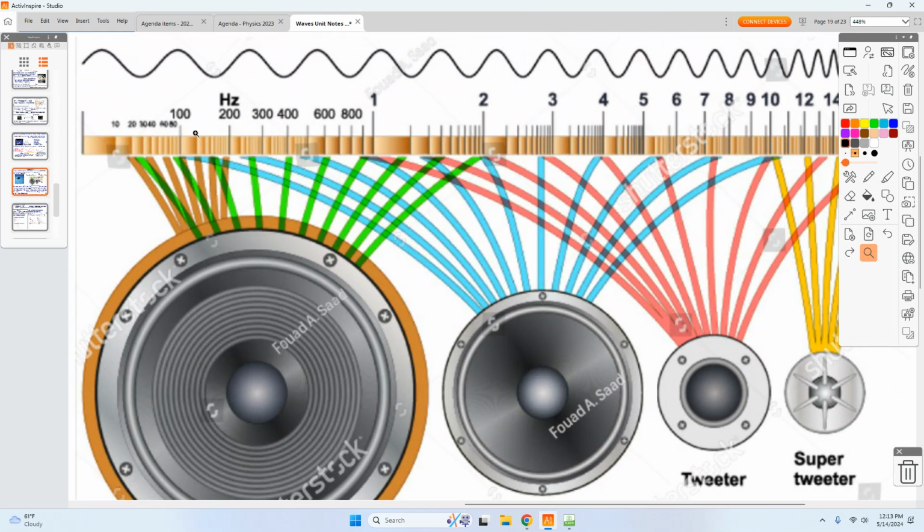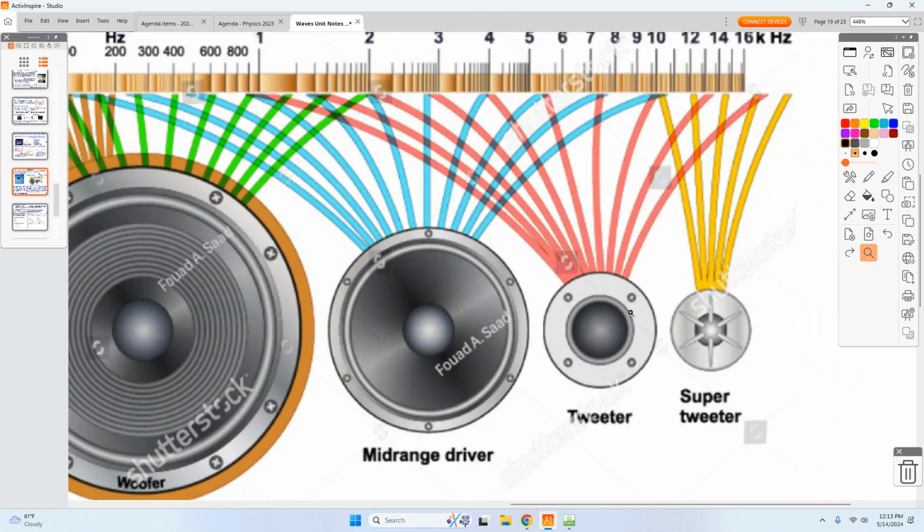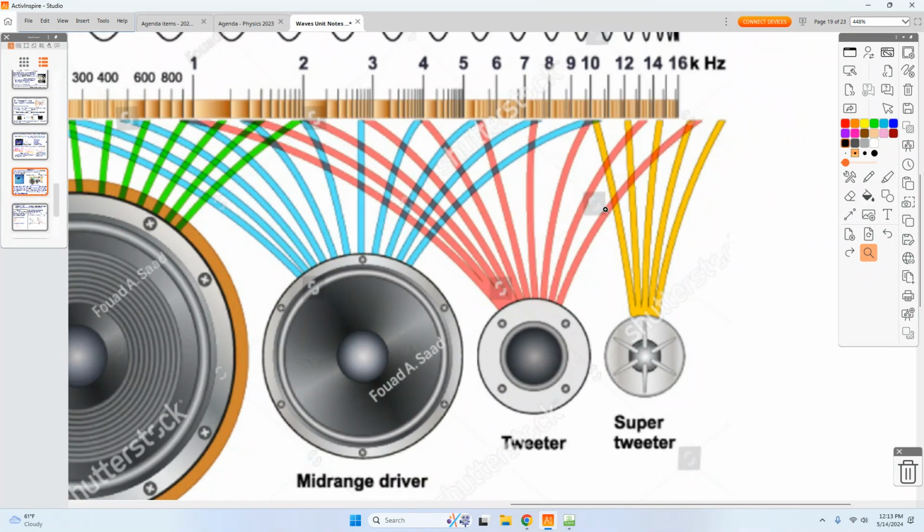This is for playing frequencies in the 20 hertz, really low bass, all the way up to maybe around 800 hertz, somewhere in that area. Works better for low frequency, long wavelength sounds. The tweeters and the super tweeters and so forth are for higher frequency players, right?